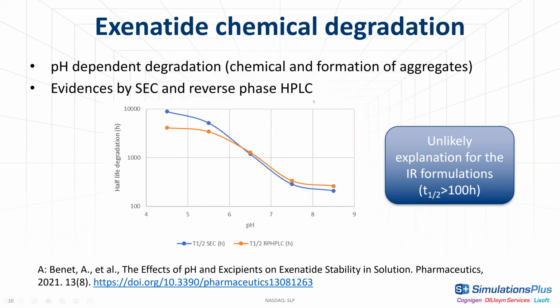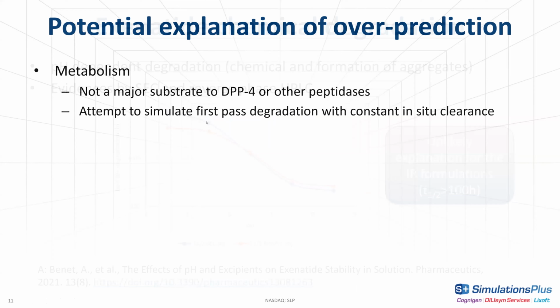Moving on, it could be metabolism for that drug, but here again, we have very short absorption time, roughly Tmax in 2 hours. The drug is not a major substrate to peptidases present in the subcutaneous space. And you could think that you could impose a first pass degradation with constant in situ clearance to simulate the impact of local degradation.